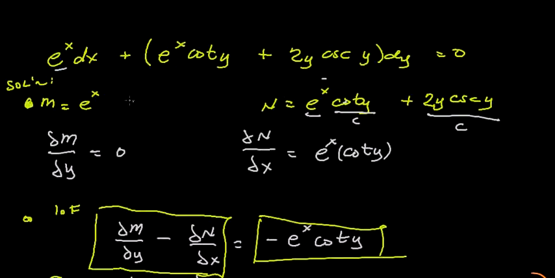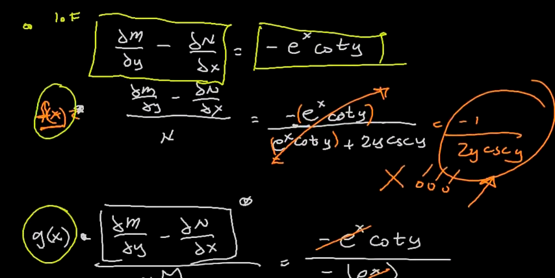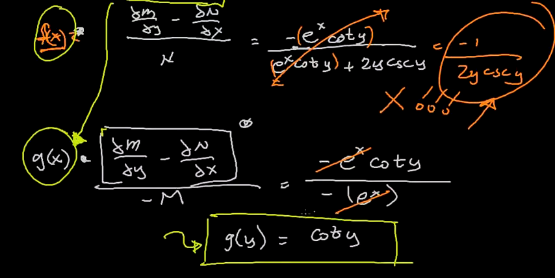But if I see the other part, which is e to the x, and I have this part divided by this M, then I can easily see that I can cancel out the e to the x and be left with a cotangent y, which is a purely function of y alone. And from that, I can now directly use this, or maybe jump to this test or evaluation, and come up with my integrating factor.